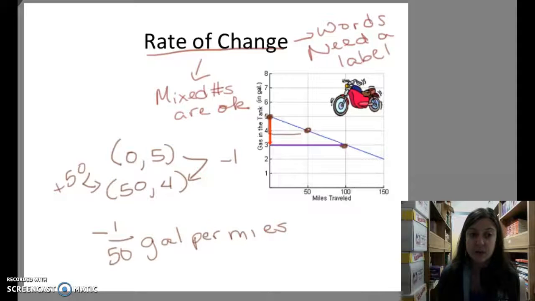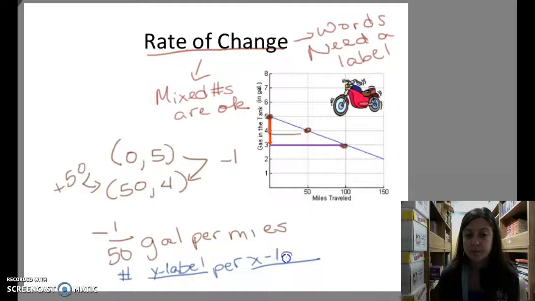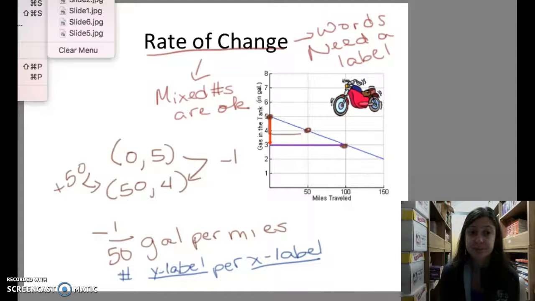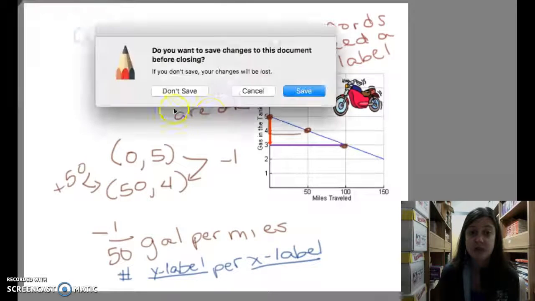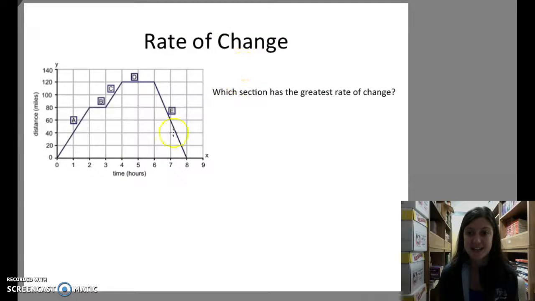So you're always going to follow this formula. You're going to put your answer, your number, your Y label, the word per, your X label. And that's it. There's not really a science behind it. Where are we now? Slide 5. 2 more slides. Then we're done.